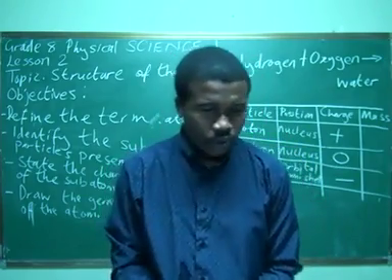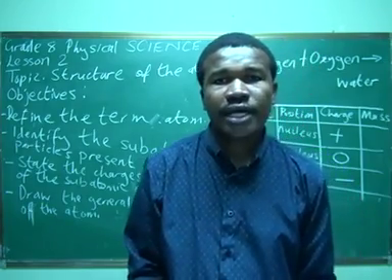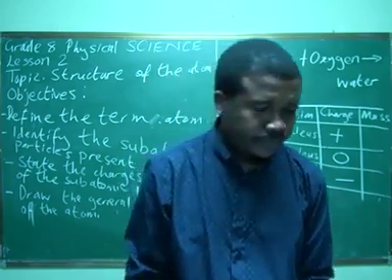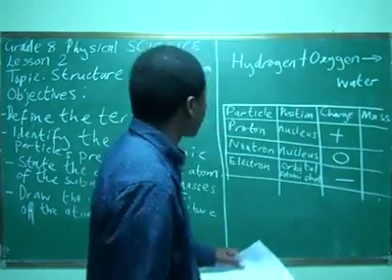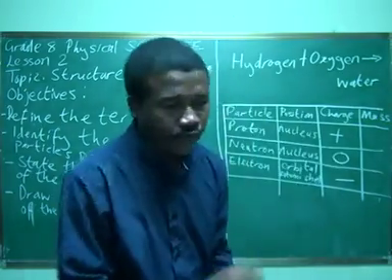Now, when we are talking about the atom, we will find two numbers. Let's give an example. I'll write a symbol for that element.